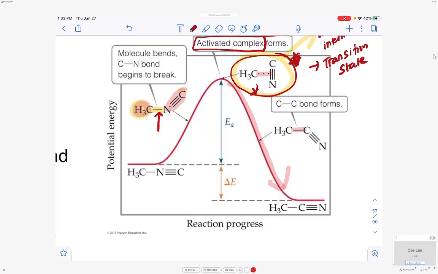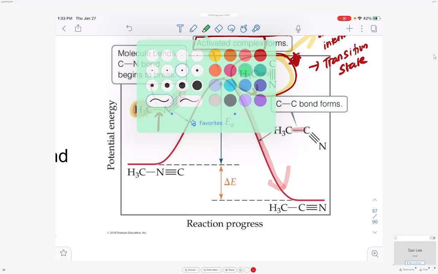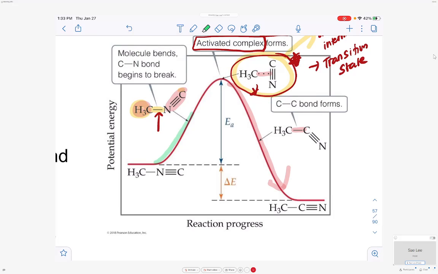have enough energy to rotate the cyanide group in order for the new reaction to take place. If the molecule does not have enough activation energy to form this activated complex or the transition state, there will be no reaction. So the y-axis of the energy profile is normally potential energy.